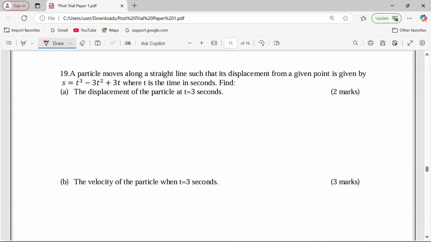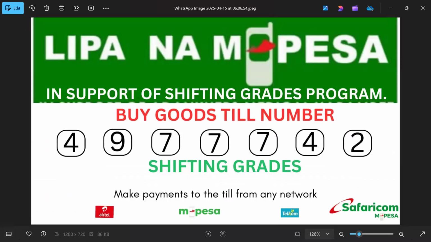So we get to number 19 now. This is a question on kinematics together with the calculus.